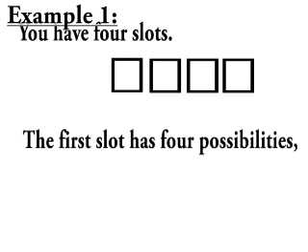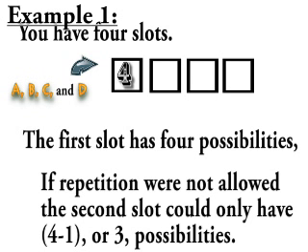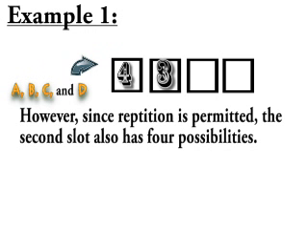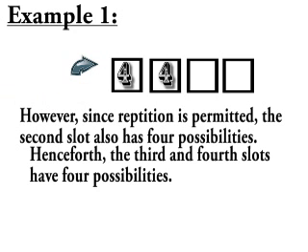The first slot has 4 possibilities: A, B, C, and D. If repetition were not allowed, the second slot could only have 4 minus 1 or 3 possibilities. However, since repetition is permitted, the second slot also has 4 possibilities. Henceforth, the third and fourth slots have 4 choices also, since they are under the same constraints.